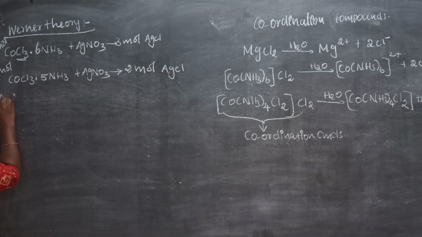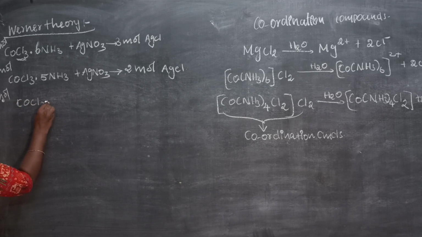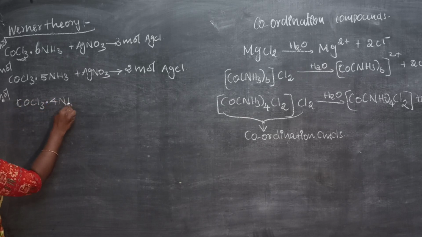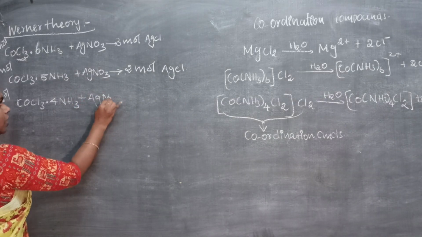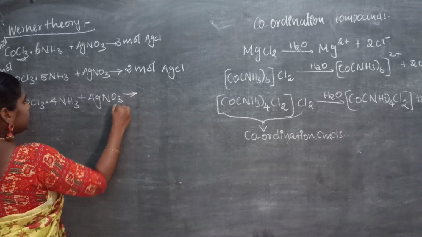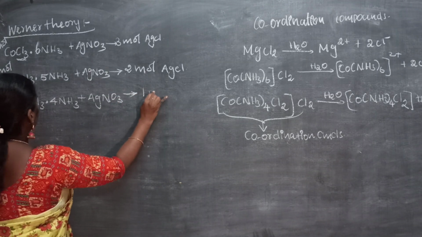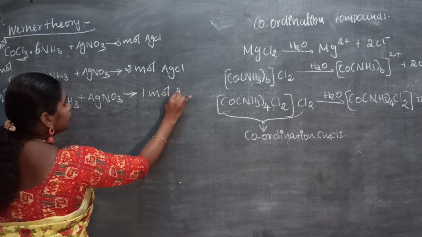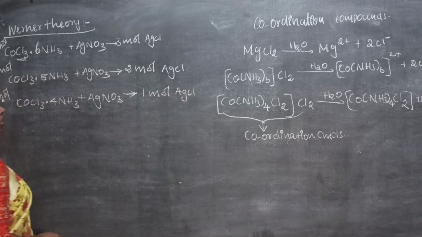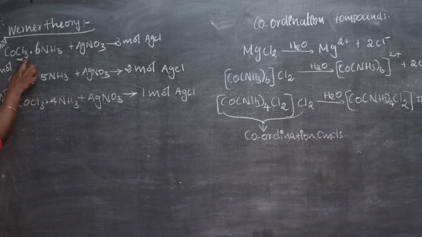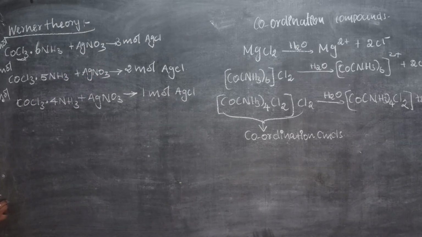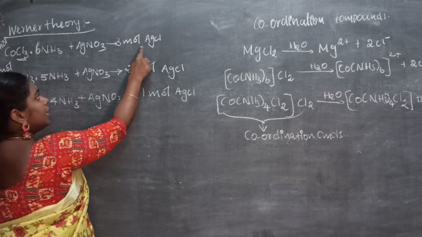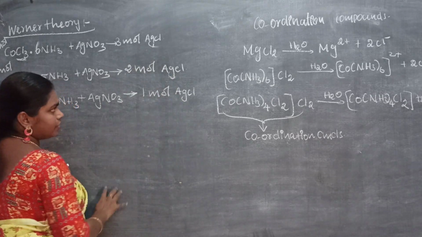Suppose another compound, then 1 mole of CoCl3 dot 4NH3. That complex is again treated with silver nitrate, and Werner got 1 mole of silver chloride as a precipitate. Okay, so but in these complexes the same reagent only reacted, we will get a different number of moles of silver chloride.